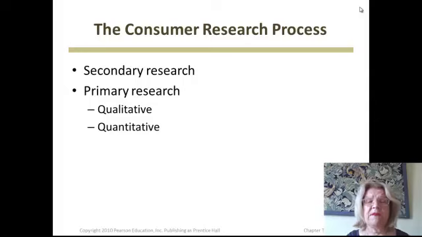These are the main research types: secondary research, and then primary research, qualitative and quantitative. Qualitative data aims at answering the questions what, how, where, whereas quantitative aims at answering numeric questions such as how many, how often.